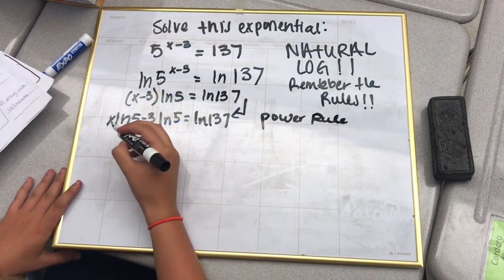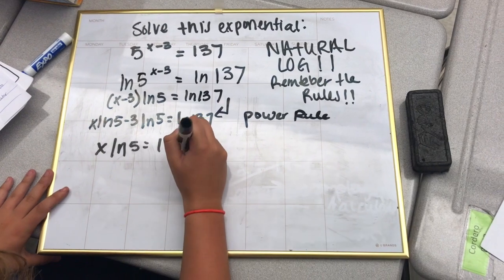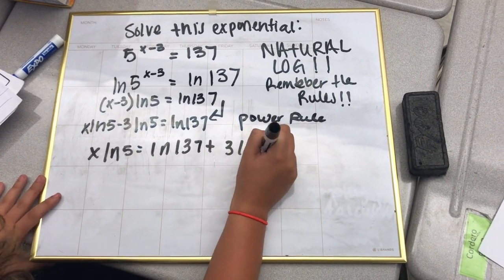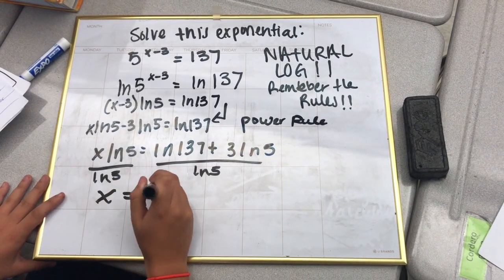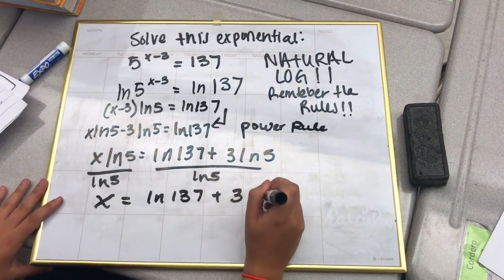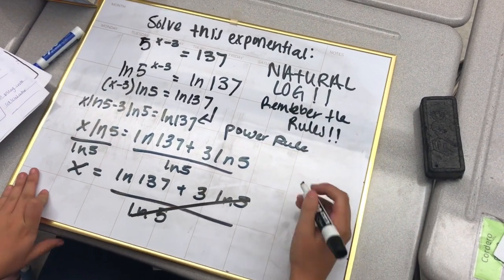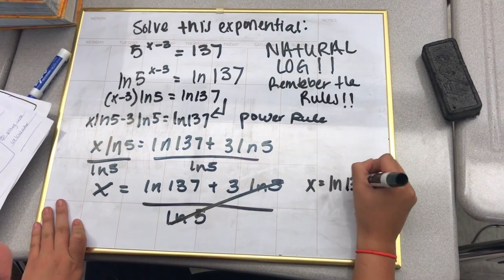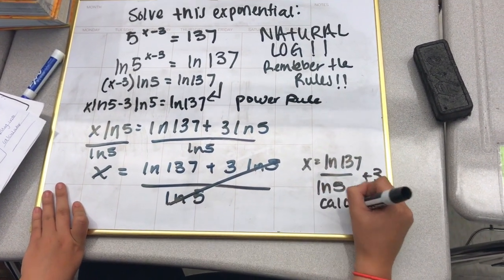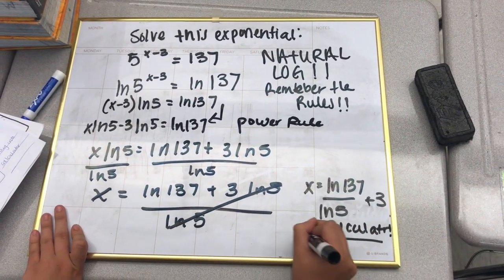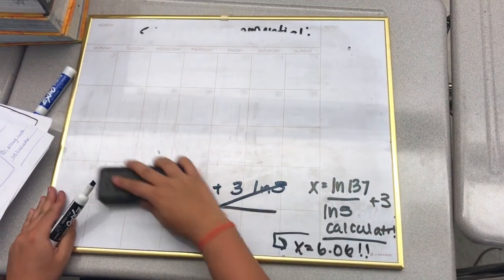From here, it's just simplifying until you get to what x equals. So you add 3 ln 5 to both sides of the equation, and then you divide both sides by natural log 5. The two natural log 5s cancel out, so you're left with ln 137 over natural log 5 plus 3. Plug that into the calculator, and you get x equals 6.06.